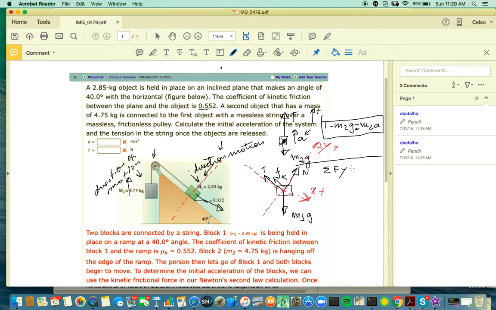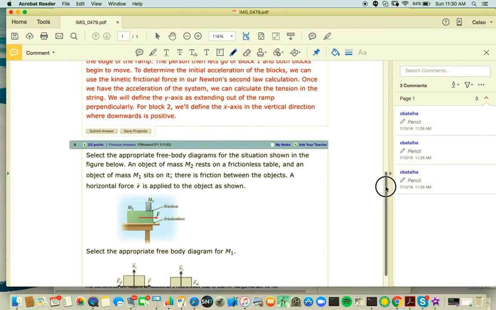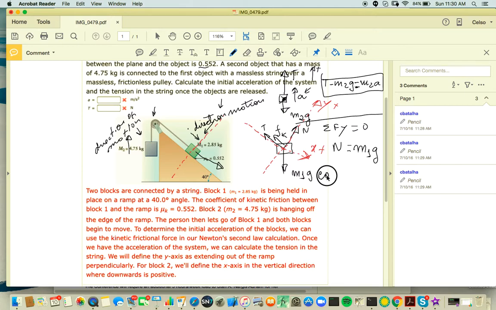Now, the sum of forces in y is equal to 0. There is no acceleration in the y direction, so the block is not jumping off the slope. And what we get is normal is equal to m1g cos, well, what happened? m1g, oops. I'm going to write down here. So normal minus, sum of forces in y equals 0.